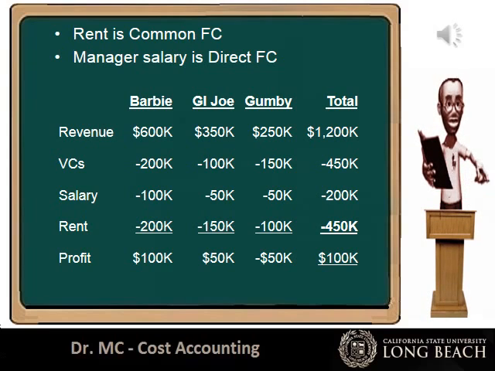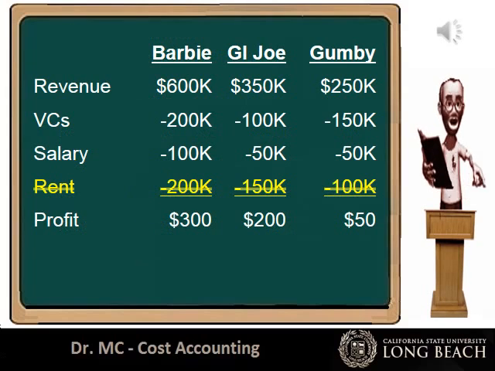Avoidable fixed costs are also called direct fixed costs because they are directly linked to the product and go away if you drop the product. Assume that the $50,000 salary paid to the manager is an avoidable fixed cost. The rent is unavoidable and therefore it is not relevant. You should ignore it when making a decision of whether to drop Gumby.